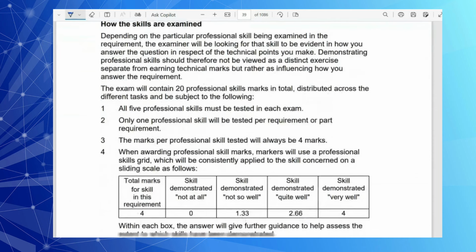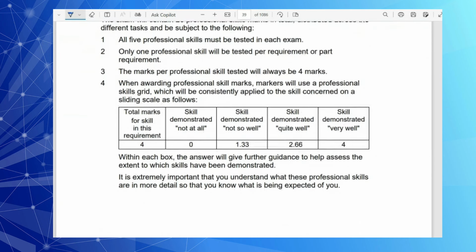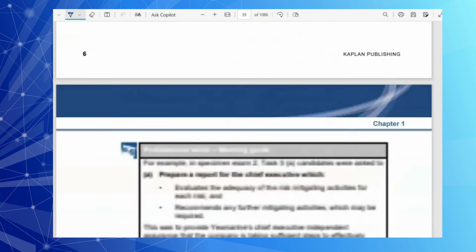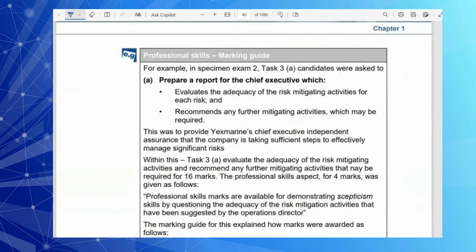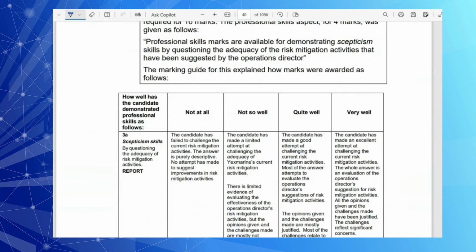So this slide we already discussed. These are the five areas in which they are testing you. And if you receive some assignment, they will test you in these five areas.